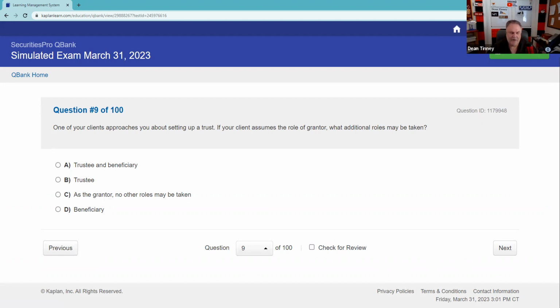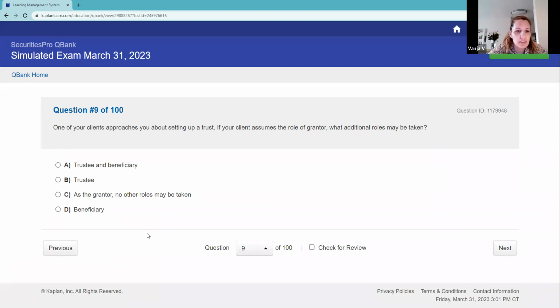One of your clients approaches you about setting up a trust. If your client assumes the role of grantor, what additional roles may be taken? Trustee. So B. Right. Well, are you just saying trustee? Can he not be the trustee and a beneficiary? He can actually do both. Trustee as the grantor. So trustee and a beneficiary.